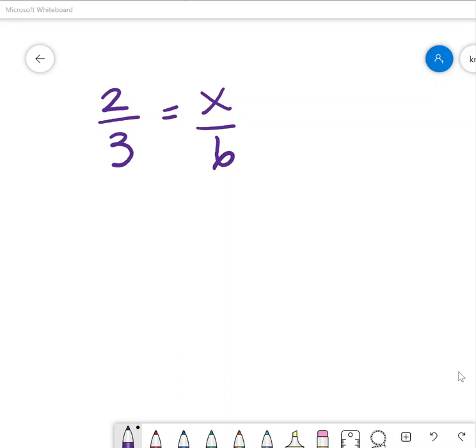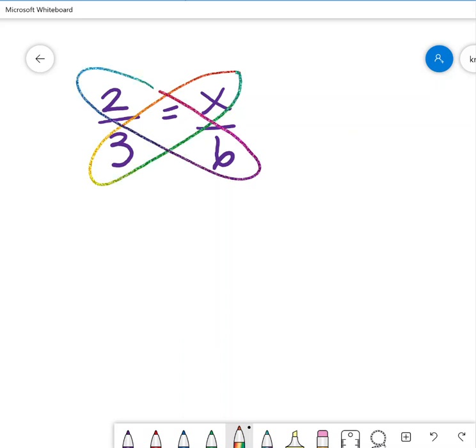Hey guys, today we're going to review how to solve proportions using cross multiplication. So a proportion is basically when you have one fraction equal to another fraction. Cross multiplication is where you take the cross products and set them equal to each other. Now, product is the answer to a multiplication problem. So basically, you multiply the numbers on the diagonals and set them equal to each other.